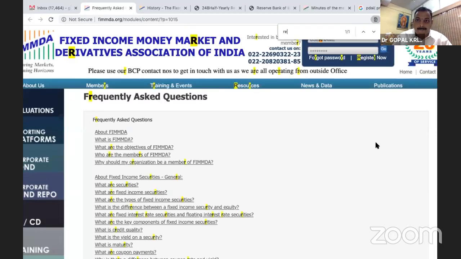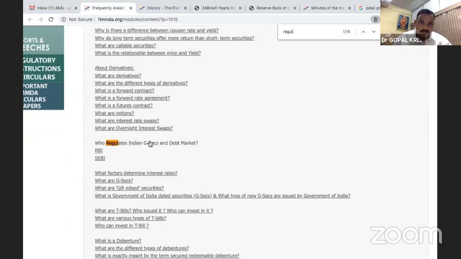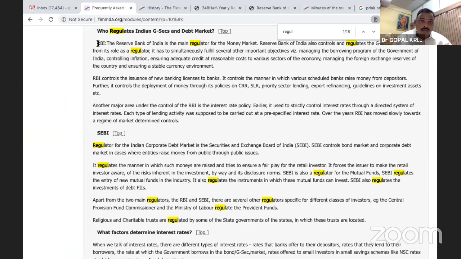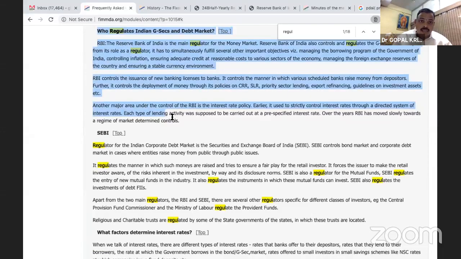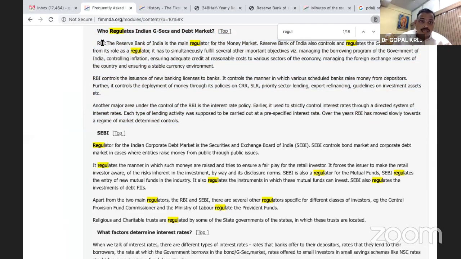Please look at this question. So who regulates Indian G-Sec and debt market? The Reserve Bank of India is the main regulator of the money market. RBI controls and regulates the G-Sec market. SEBI is the regulator of the Indian corporate market. So corporate debt market, Indian corporate debt market.